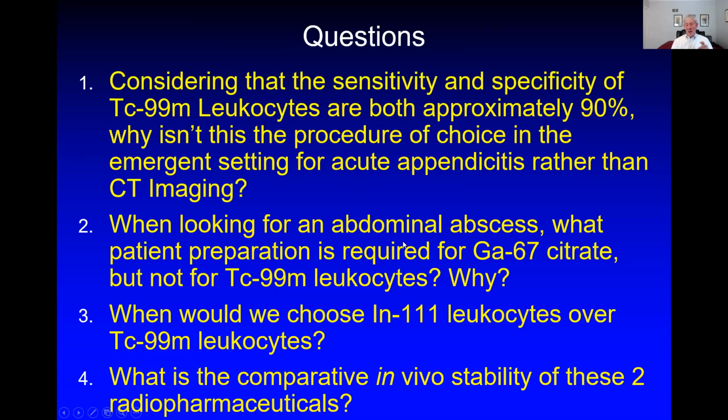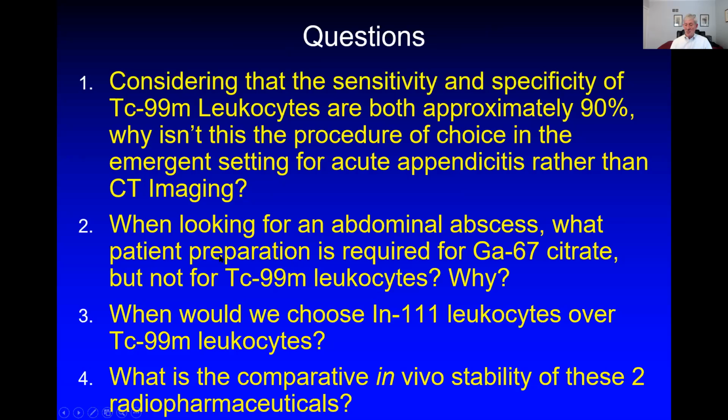Question number 2. When looking for an abdominal abscess, what patient prep is required for gallium, but not for leukocytes? Anybody? Citrate? Did you say citrate? Is that what you said? Citrate, yes. Yes.